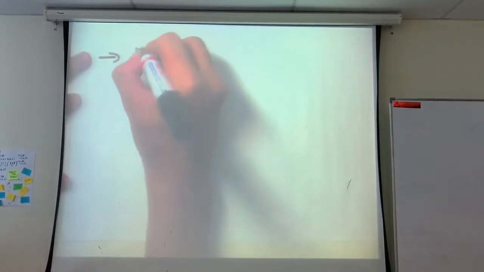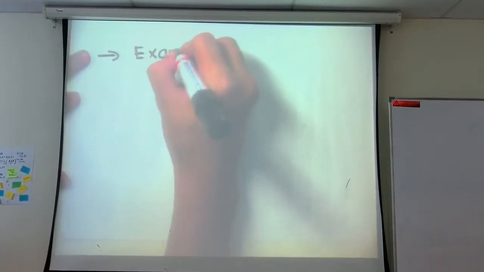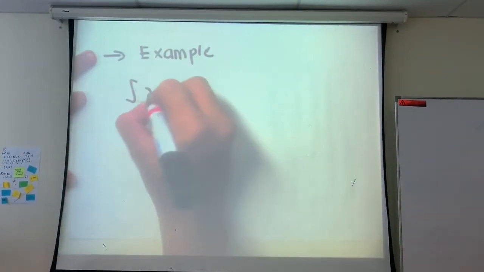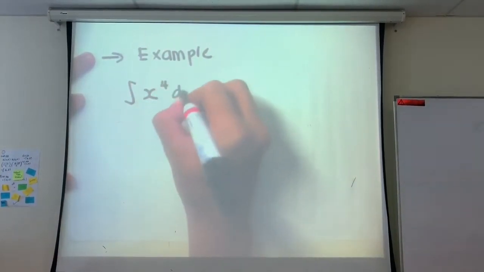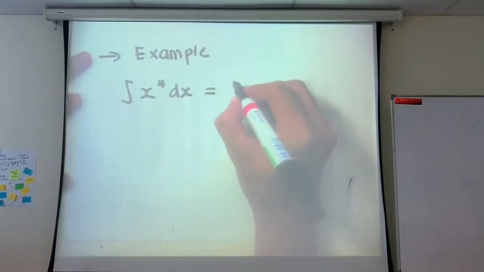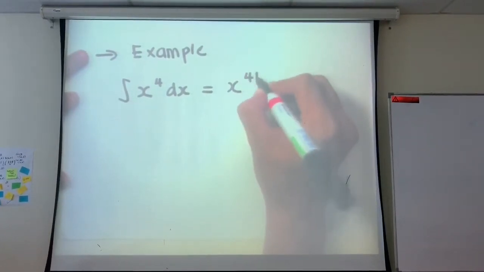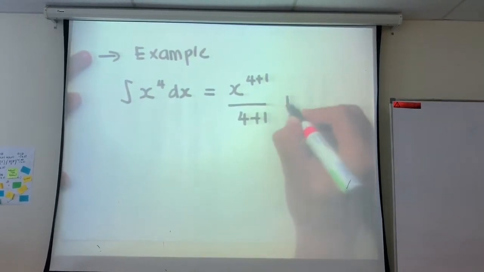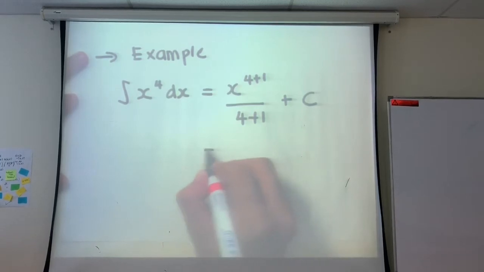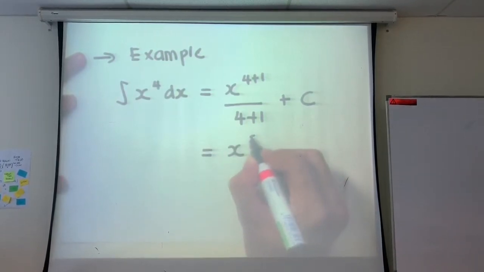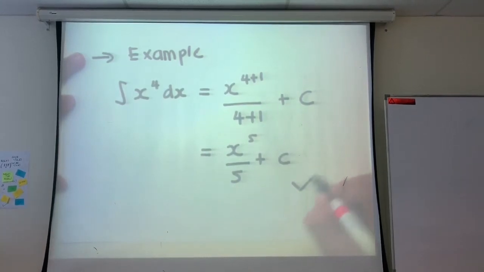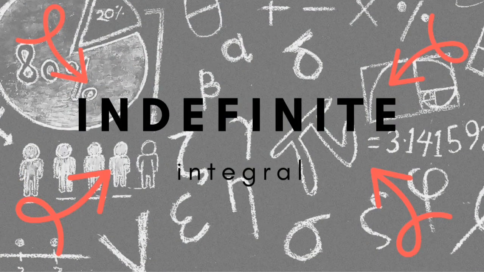For better understanding, let's do an example. When we integrate x to the power of 4 dx, the power is increased by 1 and divided by the new power, not forgetting the constant. So the final answer will be x to the power of 5 over 5 plus c. That's all. Now let's see some examples in indefinite integrals.